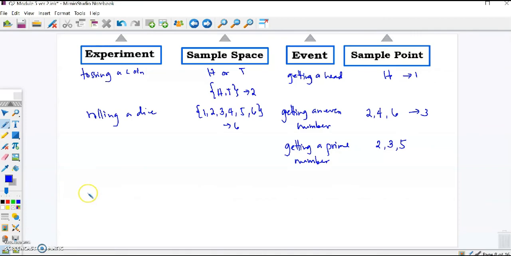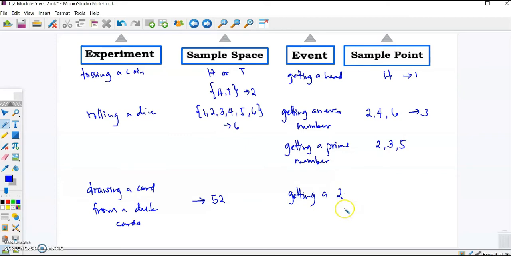What else? How about if the experiment is drawing a card from a deck of cards? Okay, I'm not going to list all the sample space there because that's a lot. Let me just have it this way. How many items do we have in the sample space? Exactly, there are 52 cards in the sample space, so there are 52 items in the sample space. Now, the event would be getting a 2. Okay, what sample points would that be?